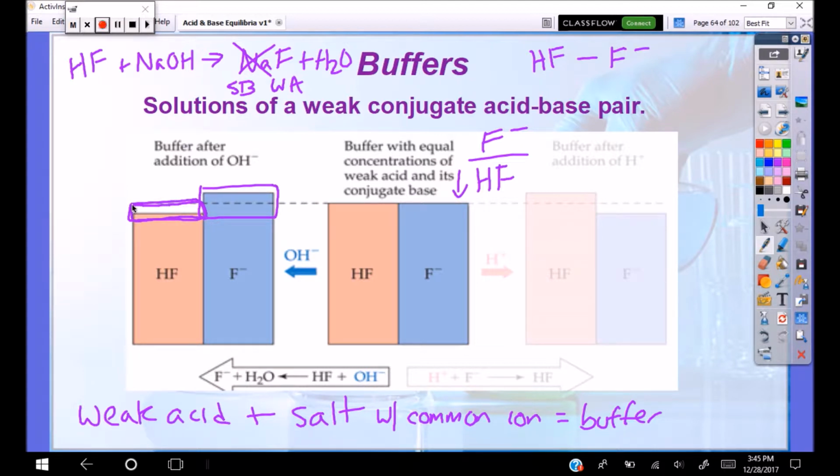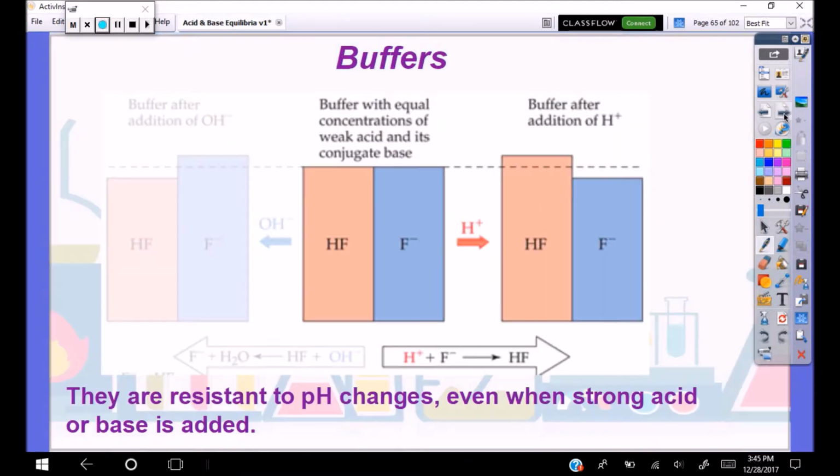If we were to go in the opposite direction, we still have that same ratio of HF and F minus. If we add H plus, it combines with F minus and is going to drive the equilibrium to form more HF because we're shifting it back this way. And by shifting it back this way, we're going to get a little bit more HF and our F minus is going to decrease. But again, our Ka values are very small. Since it's very small, there's not as much of a shift that's going to happen.